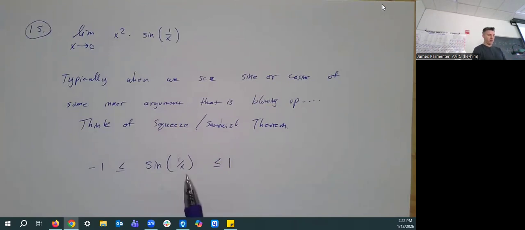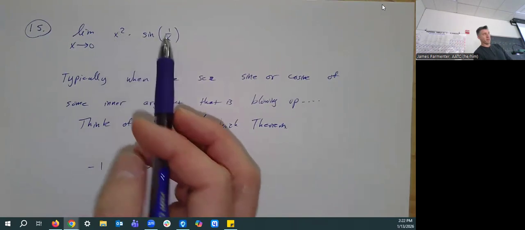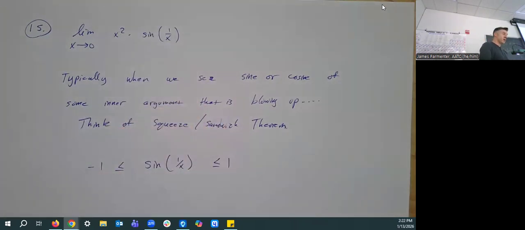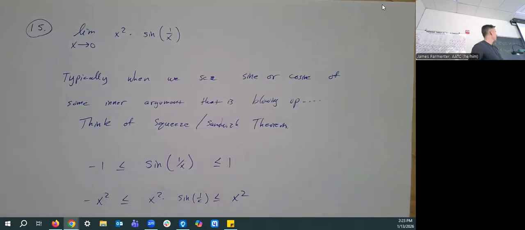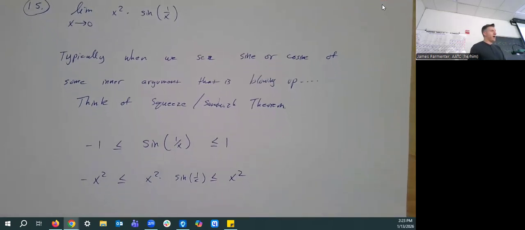The way you make sine of 1 over x into x squared times sine of 1 over x is multiply everything by x squared. So we get -1 times x squared less than or equal to x squared times sine of 1 over x less than or equal to 1 times x squared. And then we take the limits of the bounding functions.